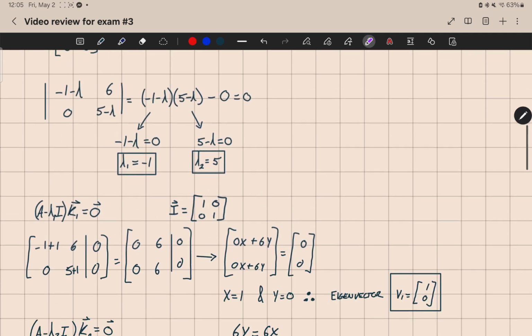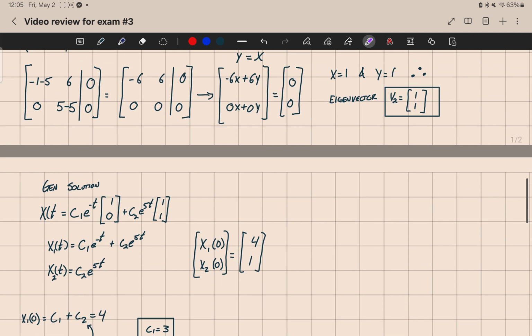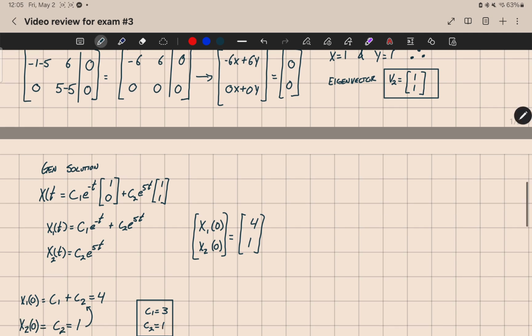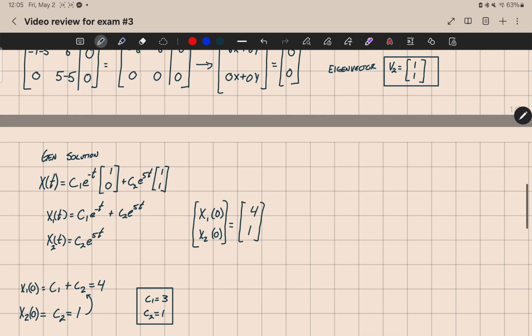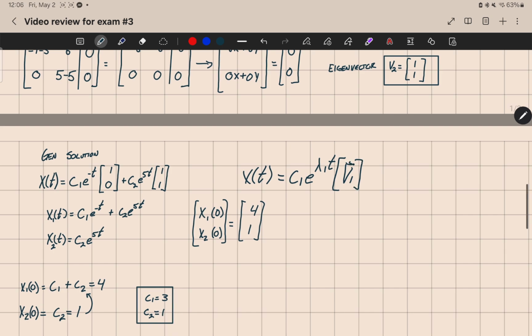So once we have our eigenvalues and eigenvectors all sorted out, then we can shift gears and actually start finding a general solution. And our general solution for these problems takes the form of this here: c1 e to the lambda 1 t times v1 plus c2 e to the lambda 2 t v2.